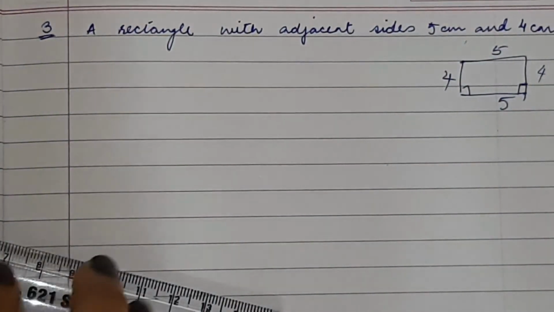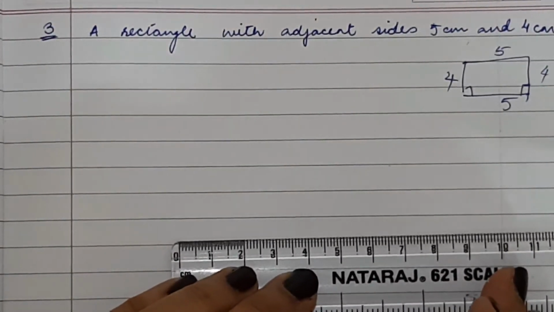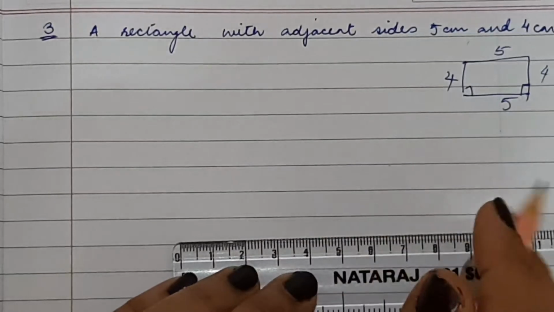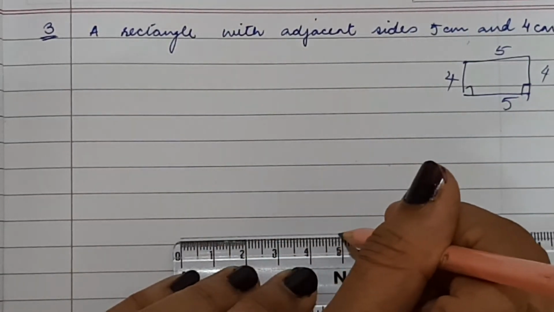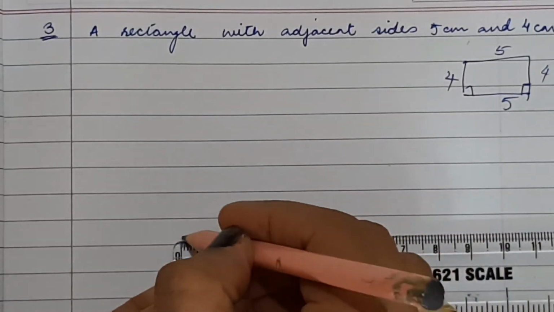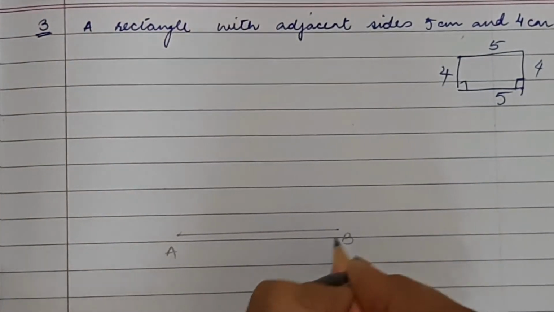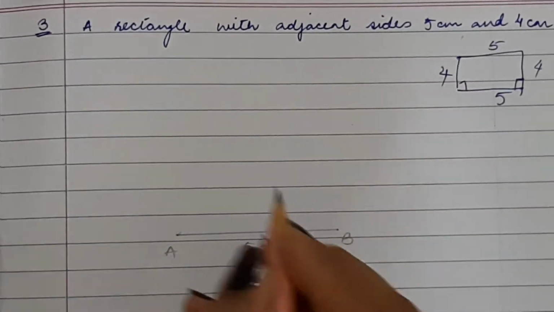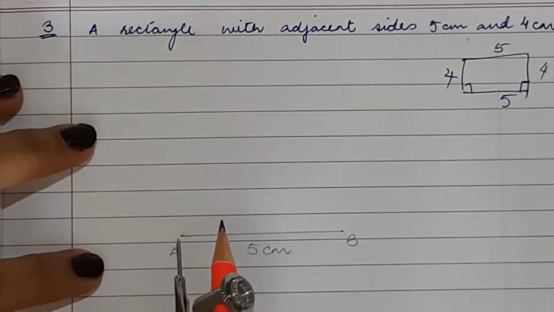So let's begin with the construction. Draw a line segment of 5 centimeters. Prefer to take your base as the longer side. It won't make any difference if you take 4 also, but it looks neat, that's it. So this is 4 centimeters, let's name it. This is 5 centimeters. Now at A and B, I will construct an angle of 90 degrees, the same way as I have told you.